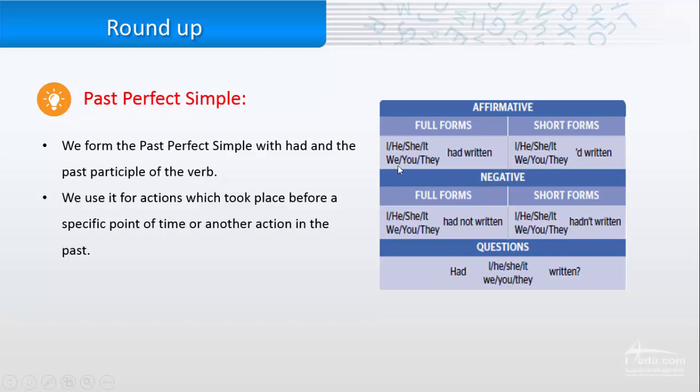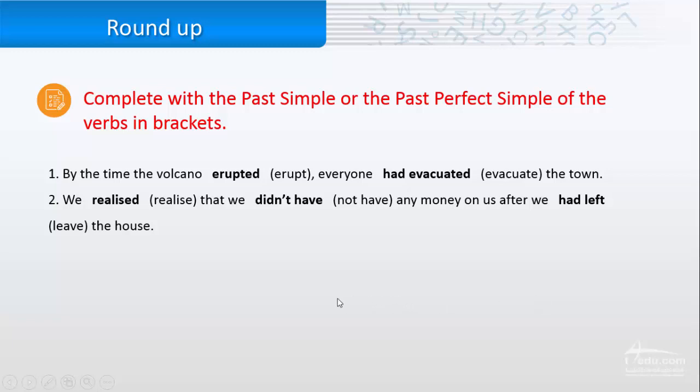So how to form the affirmative? Full forms, subject, then had, then verb 3. Short forms, we just add apostrophe d and the third verb. The negative, subject with had not, then the verb 3, and the questions we start with had, then the subject with verb 3. Let's see an example, complete with the past simple or the past perfect simple of the verbs in parentheses.